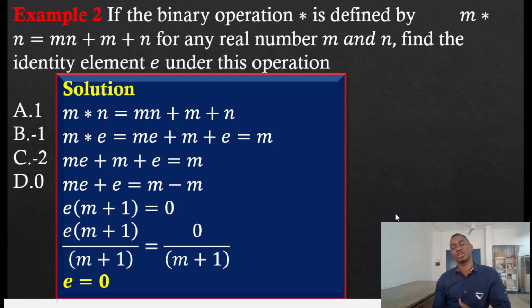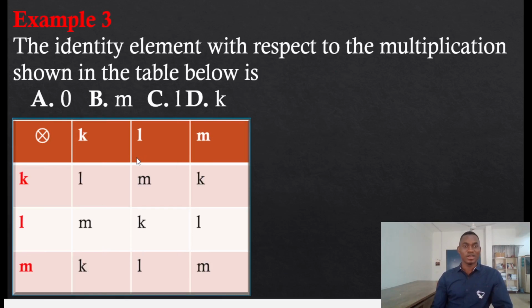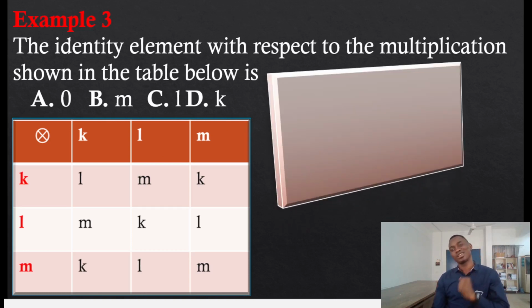All right, let's check example 3. Example 3 says the identity element with respect to the multiplication shown in the table below is dash. This is a binary operation table. Anytime you have this kind of problem, it's very, very easy to solve. Once you can define the identity element, you are good to go. Now, let's look at the solution.